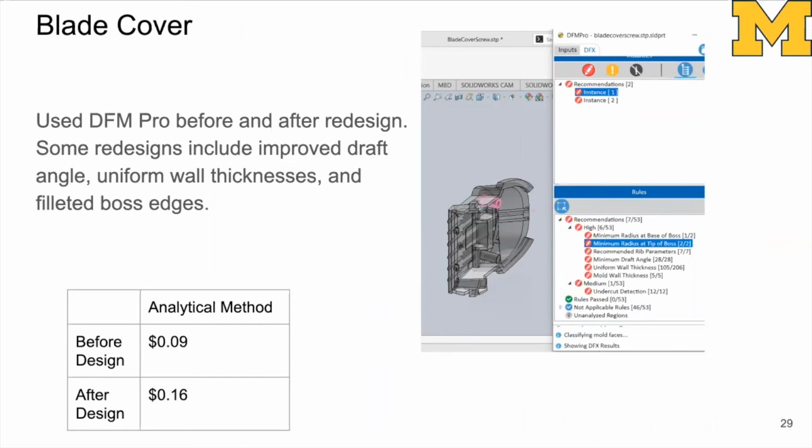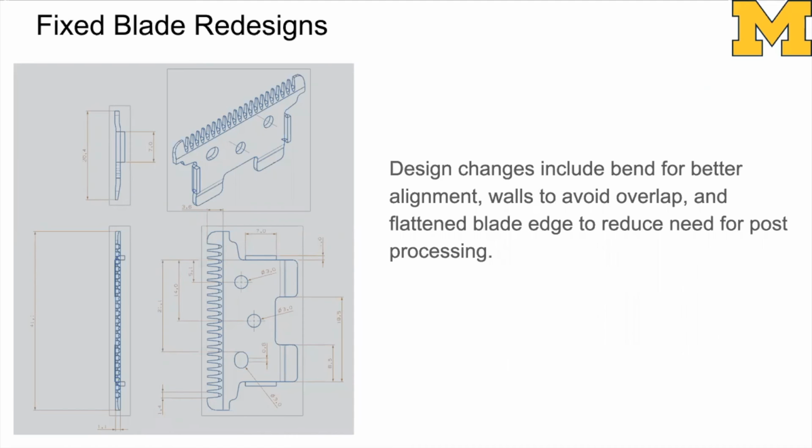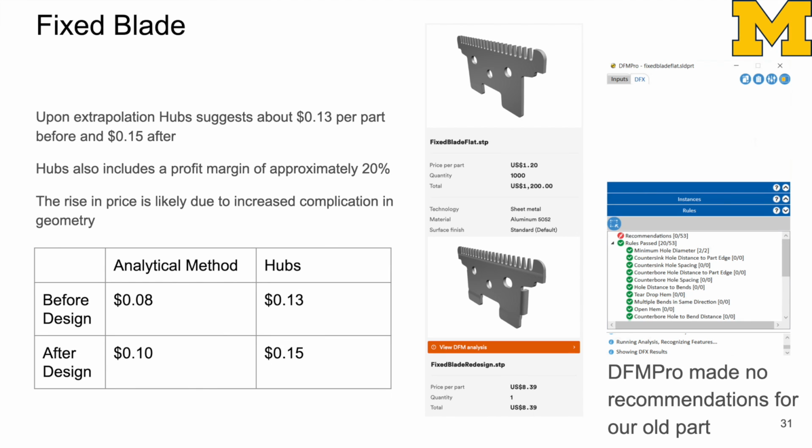Next, we looked at DfM Pro and determined what changes could be made to our redesigned part. We can see the fixed blade had some redesigns as well. You can see all the pertinent dimensions. It was changed to have a slight bend, which you can see in the top left, which is to help with alignment and assembly. It's got some walls to avoid overlap for automated assembly, so it can be put on a part hopper. And you can see we flattened the edge of the blade slightly so that post-processing is easier.